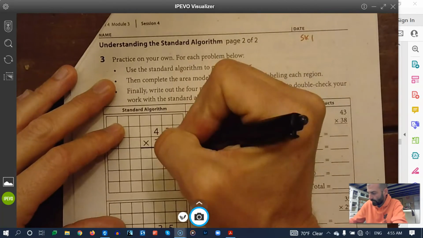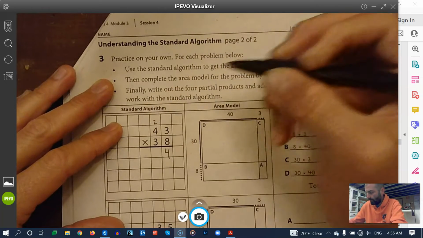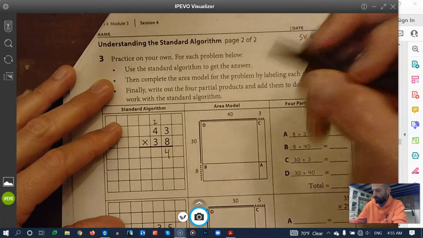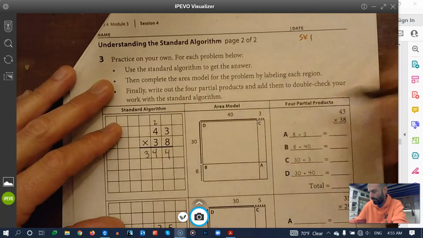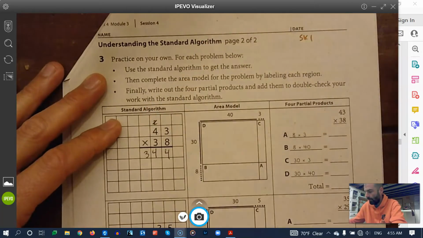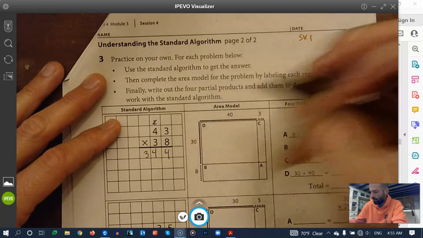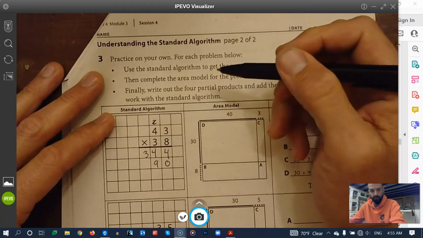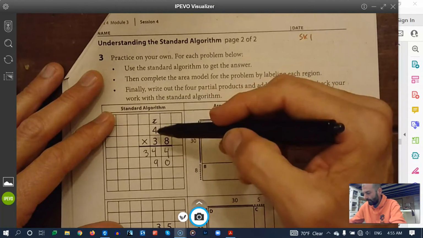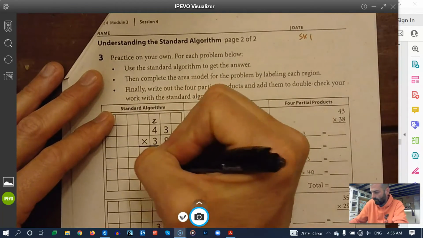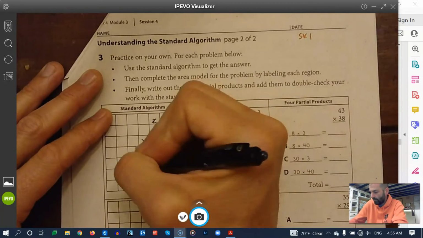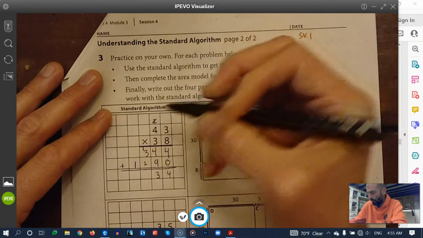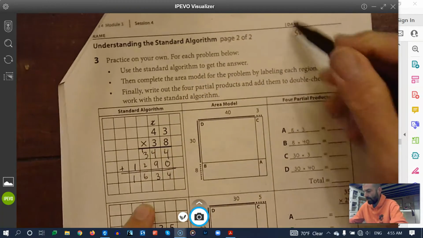Alrighty, 8 times 3 is 24. I carry my group, 2 groups of 10. Now 8 times 40 is 320, plus 20 is 340, plus my 4 is 344, crossing out my 2. Now I have 30 times 3 is 90. And I don't have to carry anything. So hopefully you didn't get all stressed out about that. 30 times 40 is 1200. Plus my 90 is 1290. Now I need to add those together. 4, 13, 6, 1, 1634.